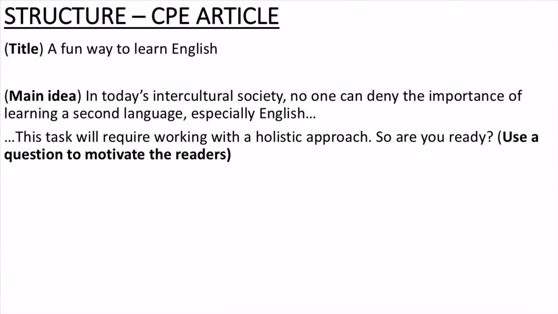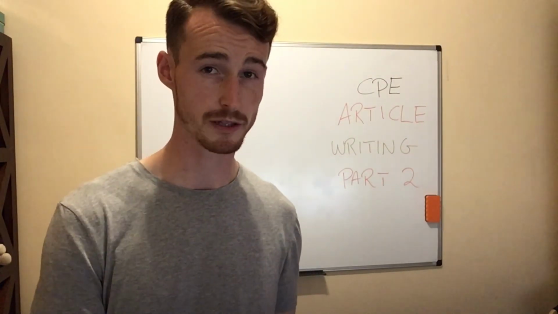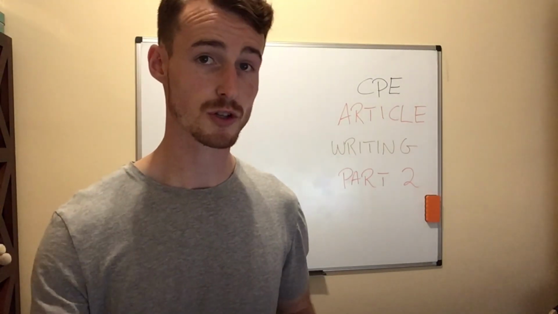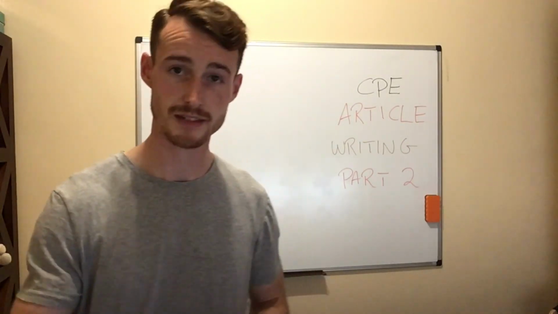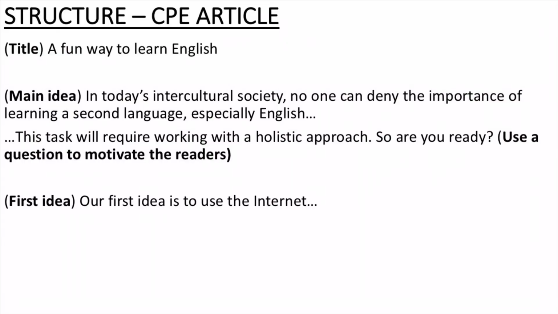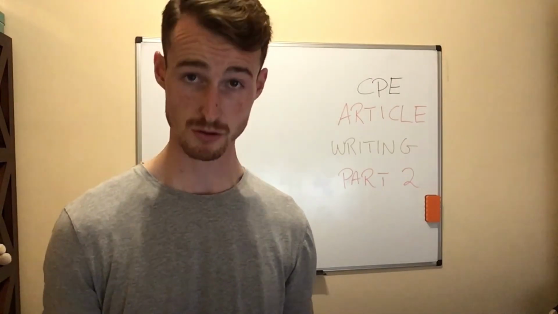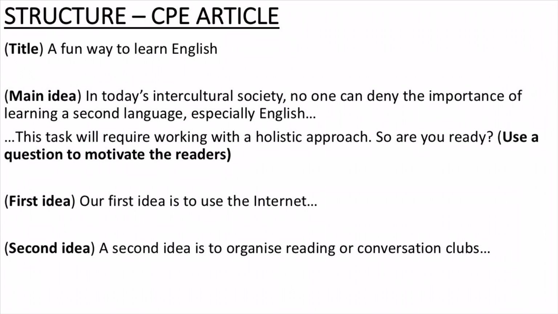So are you ready? Now, our first body paragraph, we have to relate back to the task content points. And if you remember rightly, it was talking about suggesting ways in which students could make contact with English language speakers. So after our introduction, this paragraph could be, our first idea is to use the internet. And now you could have a go at suggesting ways in which the internet would help this cause. After this paragraph, then you could introduce a second idea. A second idea is to organize reading or conversation clubs.